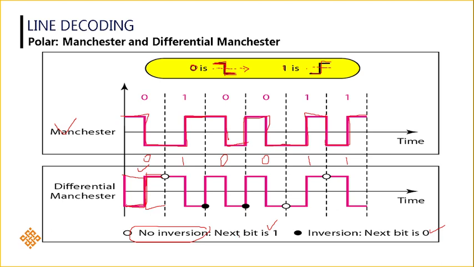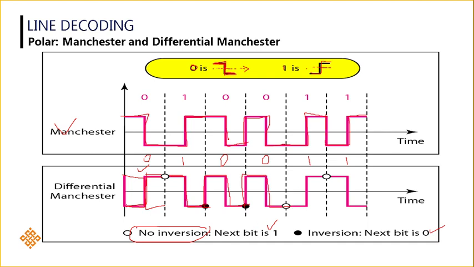If the next bit is 1, then no inversion. So I am just continuing the cycle from the same positive cycle, 50% positive, 50% negative. Next bit is 0. If the next bit is 0, invert. So I should go back up and then 50% positive, 50% negative. The next bit is 0, again invert, go up, and then 50% positive and 50% negative.